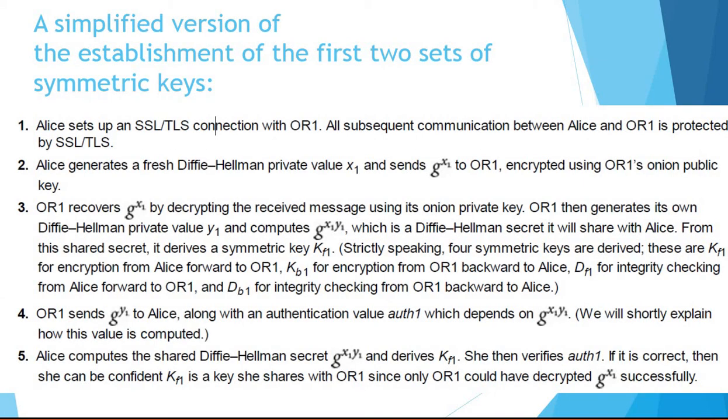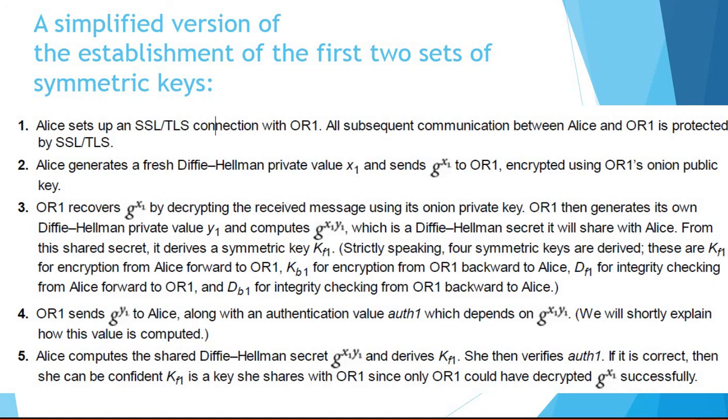Now let's see how the keys will be established among them. They have done it using only the Diffie-Hellman mechanism. Alice will use the SSL/TLS connection with OR1. Further communication among them will happen through a secure channel, not a public channel, because they will have the secret key for that channel.